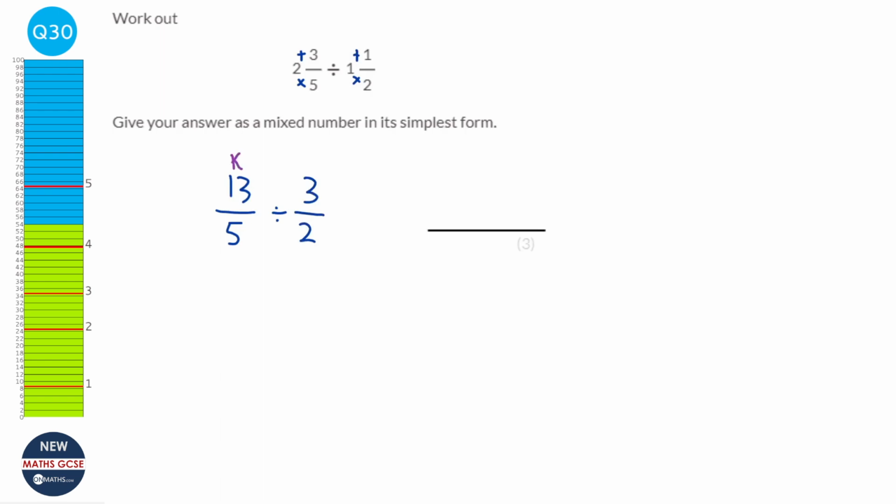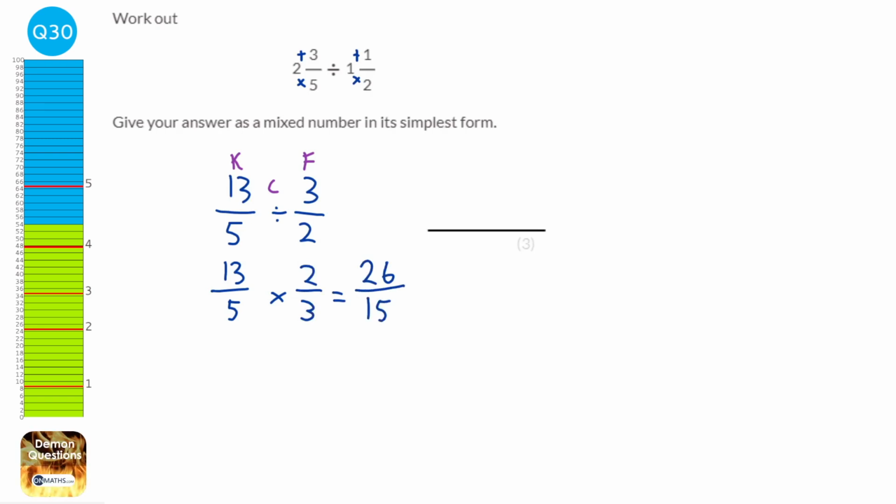Then we're going to keep the first fraction, flip the second fraction, and change the sign. So it becomes 13 over 5 times, and then we're going to flip that, so it's going to be 2 over 3, times the tops would be 26, times the bottom, which would be 15. Now 26 over 15, there are 1/15s that go into 26, so that'd be a big 1, and that leaves a remainder of 11, so it'd be 11 over 15. So our answer would be 1 and 11 over 15.